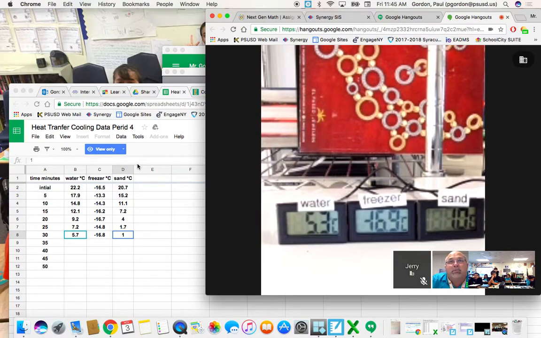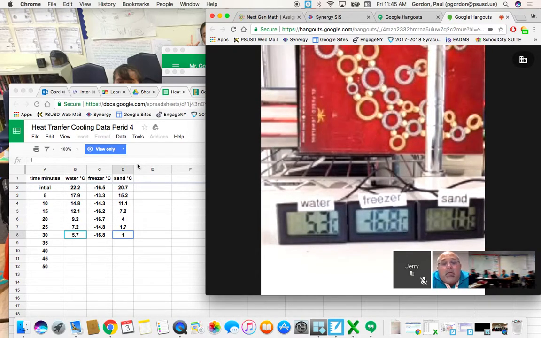And so I had my students predict which one would lose heat fastest. Would it be sand or water? Which one would lose its heat the fastest? Which one would transfer heat from its material to the refrigerator? So does anybody have a prediction based on what we're seeing?